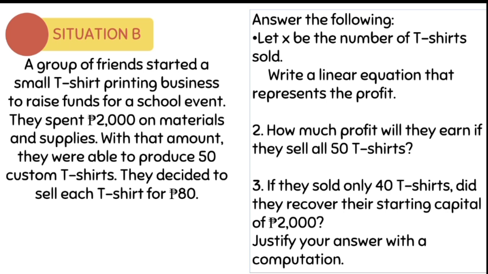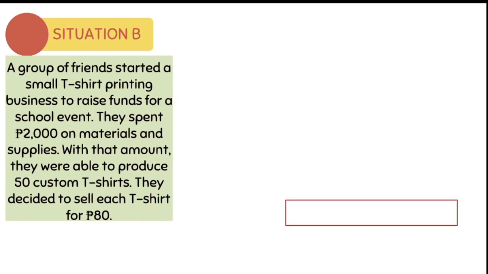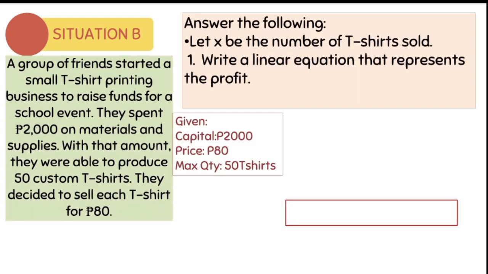So we have to answer the following questions. Number 1, write a linear equation that represents the profit. Number 2, how much profit will they earn if they sell all 50 t-shirts? Number 3, if they sold only 40 t-shirts, did they recover their starting capital of 2,000 pesos? Justify your answer with a computation. First is we need to identify the given of our problem. So our initial capital or the amount spent for the materials is 2,000 pesos. The price per t-shirt produced is 80 pesos and the maximum quantity is 50 t-shirts.